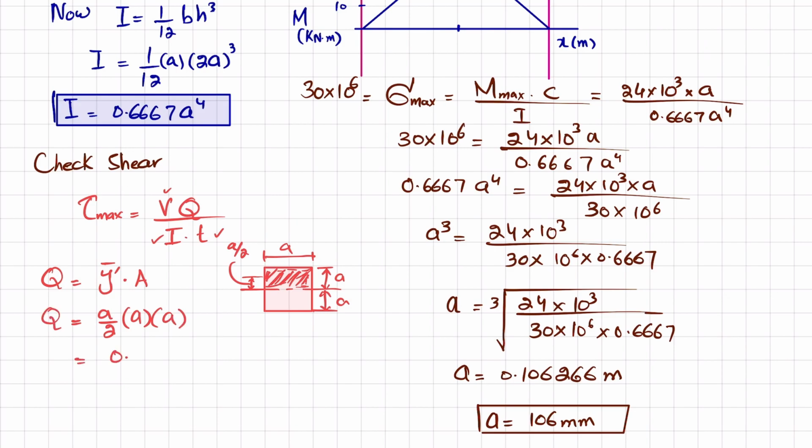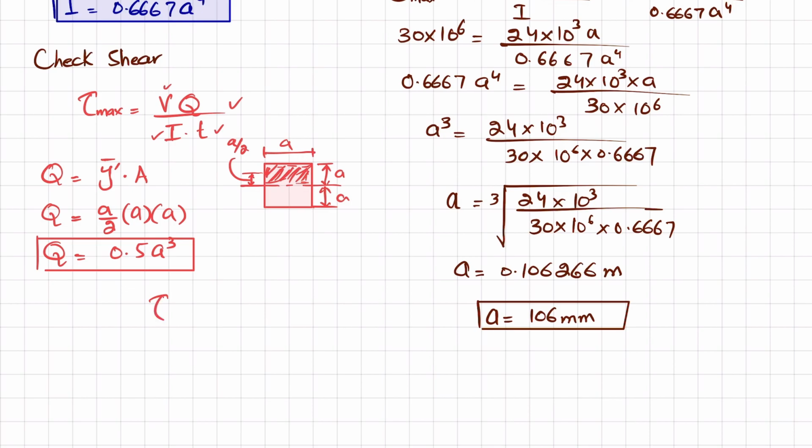So this will be equal to 0.5 A cube. Now you have this Q, you can put it in this formula. So maximum shearing stress is equal to V. V is 8 kilonewton, so 8 into 10 raised to power 3, times Q, which is 0.5 A cube, divided by I. I is equal to 0.66667 A power 4 into T.